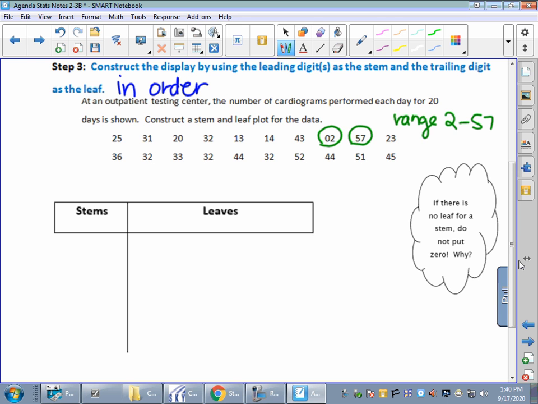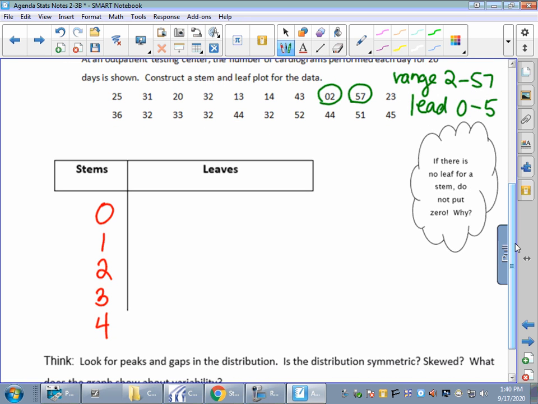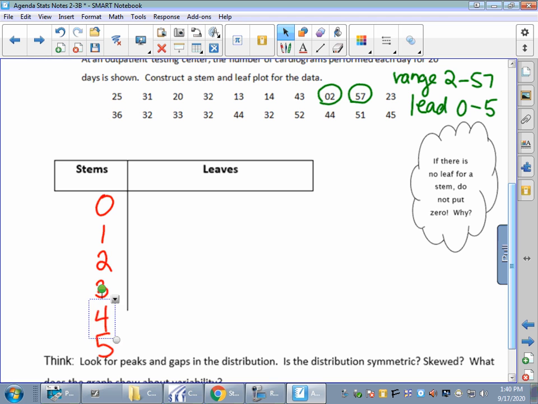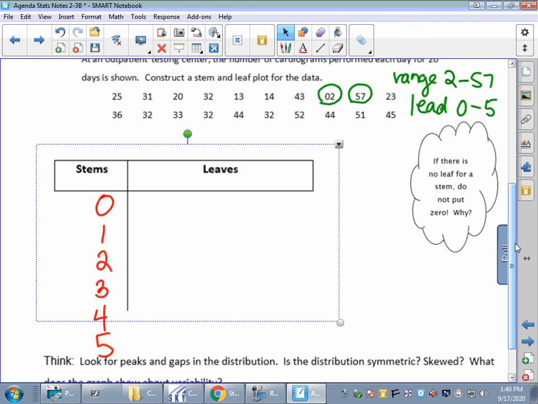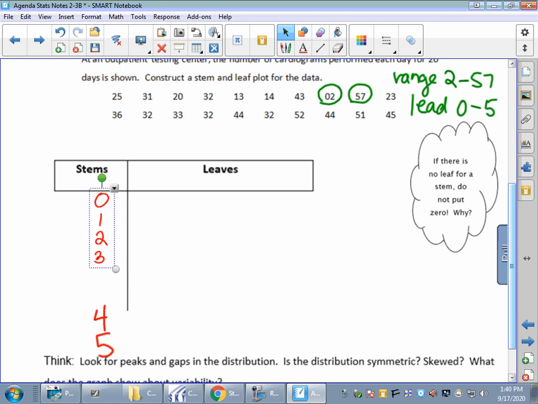So my leading digits are from 0 to 5, right? All of my tens places. So 0s, 1s, 2s, 3s, 4s, and I better scooch down for a 5. I wrote too big, I think. Here we go, I can fix that. Don't you wish you could do that? All right.